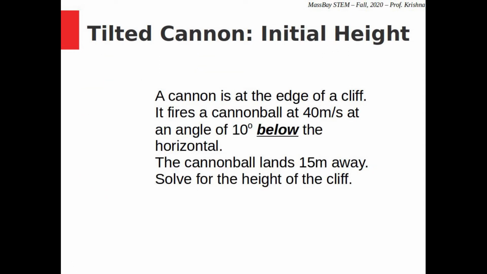Here's another. A cannon is at the edge of a cliff. It fires a cannonball at 40 meters per second at an angle of 10 degrees below the horizontal. The cannonball lands 15 meters away. Solve for the height of the cliff.